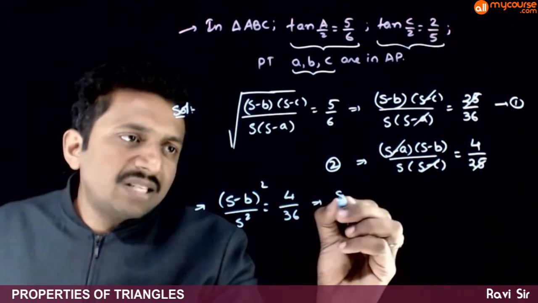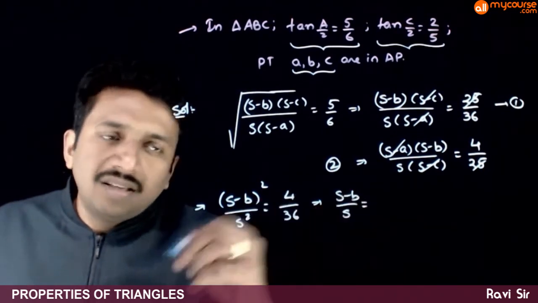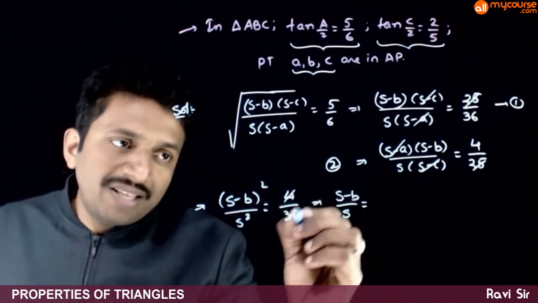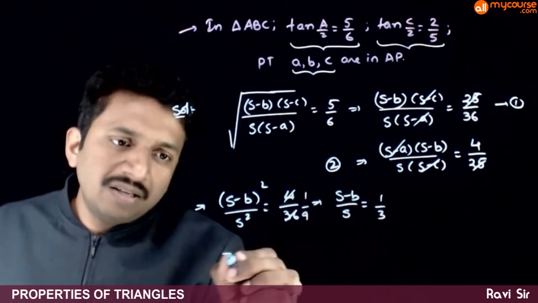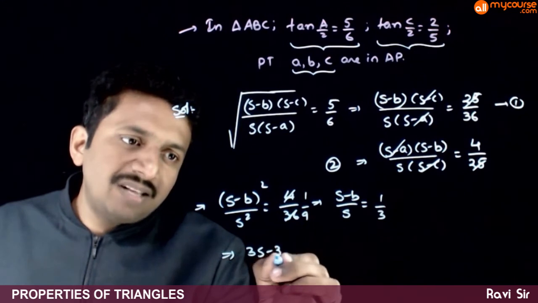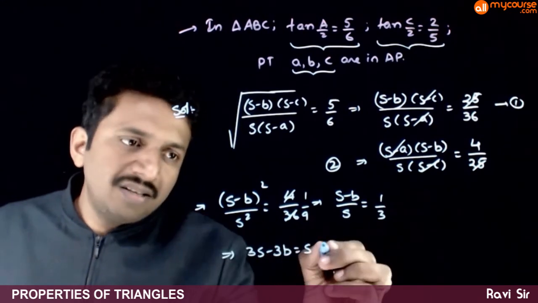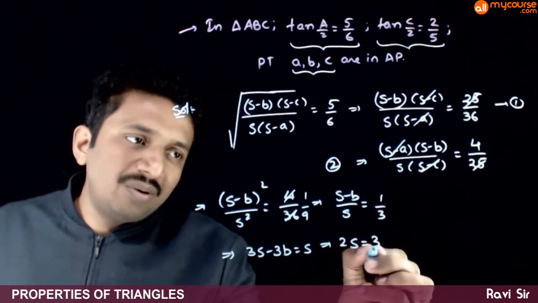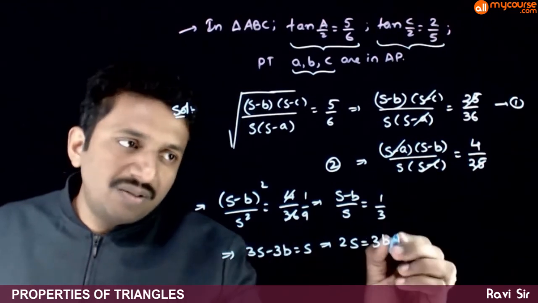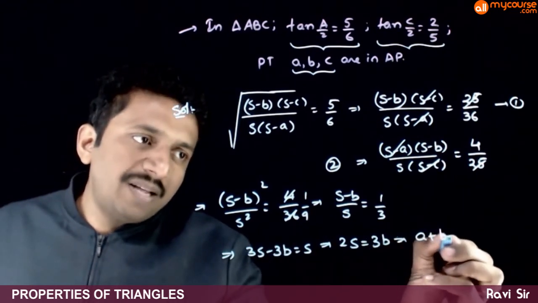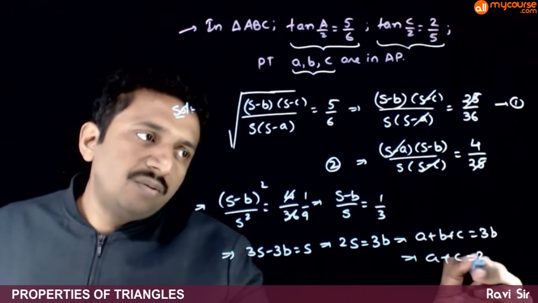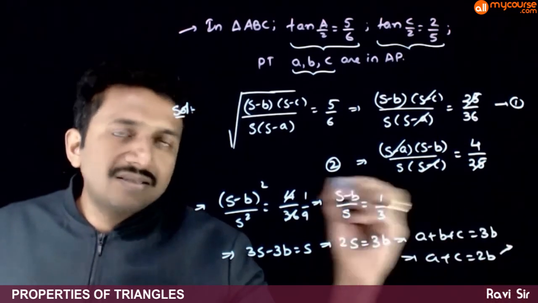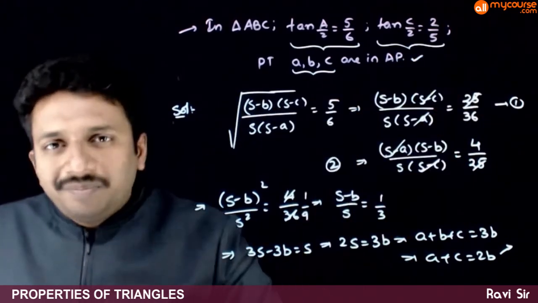So this implies S minus B by S is equal to, 4 by 36 is 1 by 9, so if you square root this, you get 1 by 3. This implies 3S minus 3B is equal to S. So 2S is equal to 3B. So A plus B plus C is equal to 3B. So A plus C is equal to 2B. Hence, A, B, C are in AP.